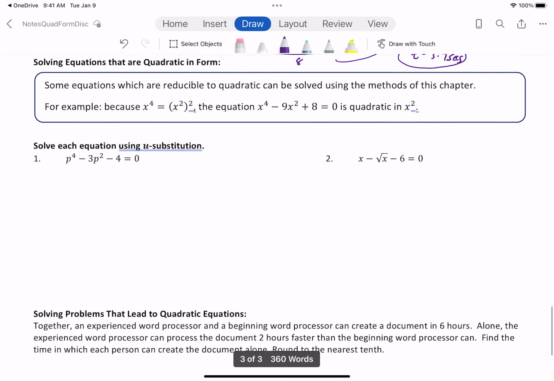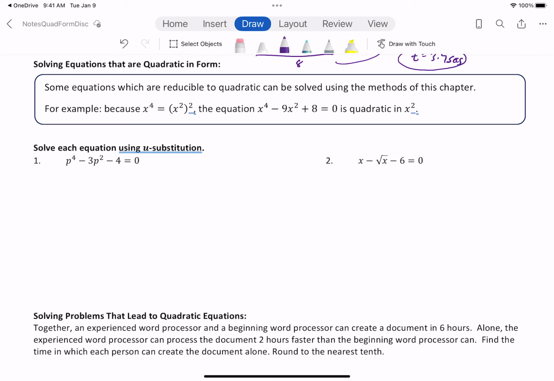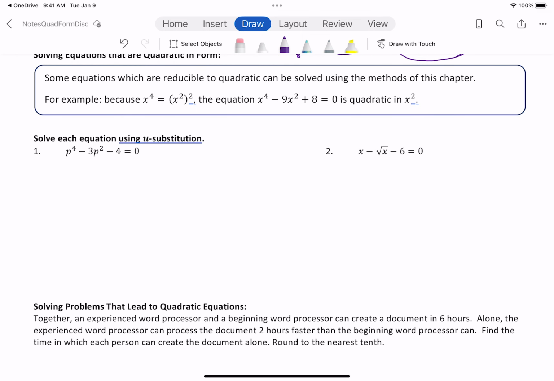So the last thing we're going to look at is solving some equations that are in what we call quadratic form. They may not have an x squared term, they may just be quadratic in form. An example of what that would look like is if we have x to the fourth, we've learned that's x squared to the second. So we can actually say that this equation is quadratic in x squared. That lets me use some of the methods that we've already learned to solve quadratics to solve something that looks a little more difficult.